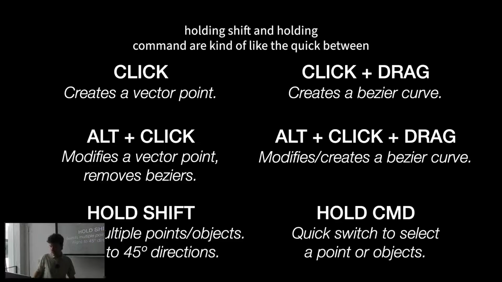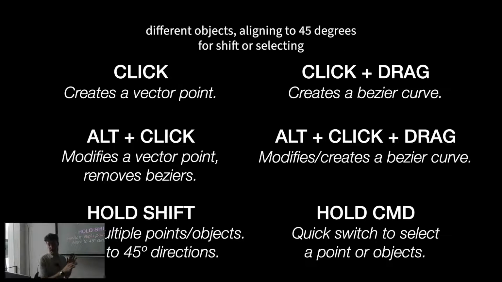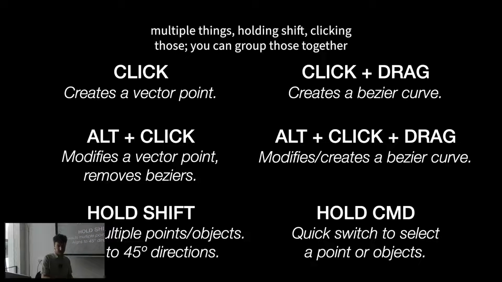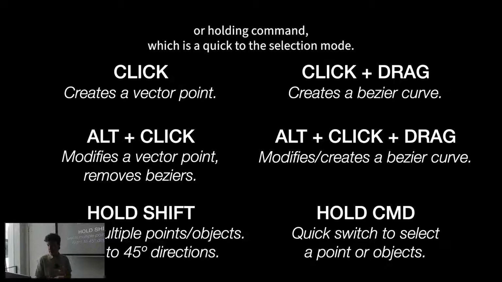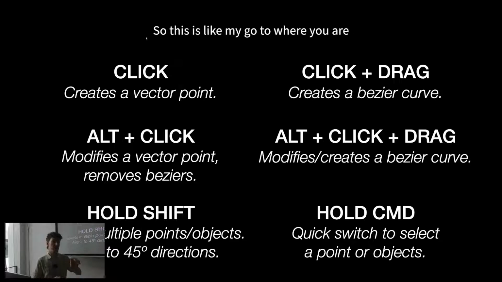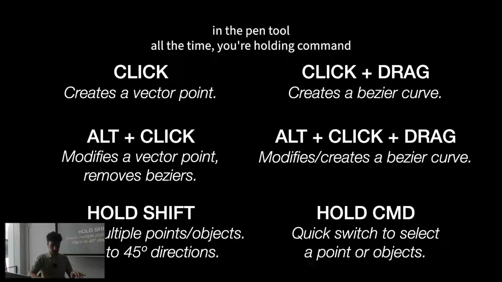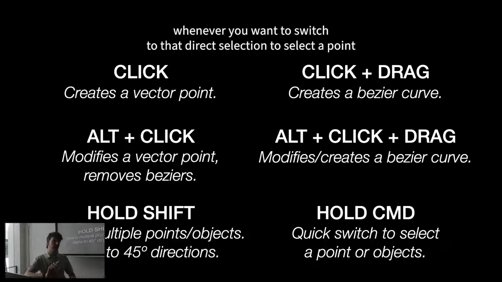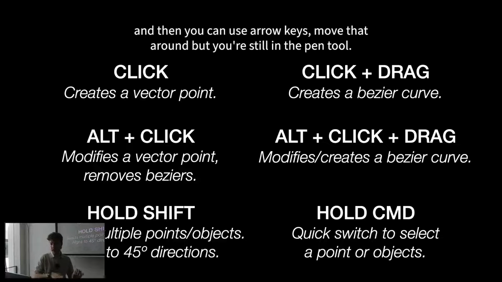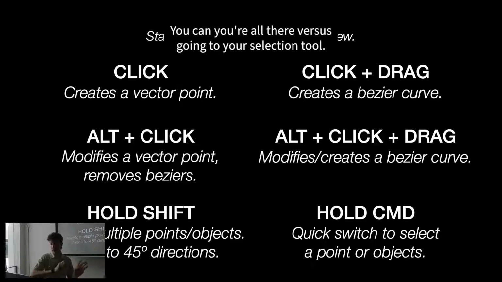And then holding Shift and holding Command are the quick modifiers between different objects. Shift aligns to 45 degrees, or selects multiple things when you hold Shift and click them. You can group those together, or hold Command, which is a quick switch to the selection mode. This is my go-to: you're in the pen tool all the time, and you hold Command whenever you want to switch to direct selection to select a point. Then you can use the arrow keys to move that around, but you're still in the pen tool, so you can add another point.